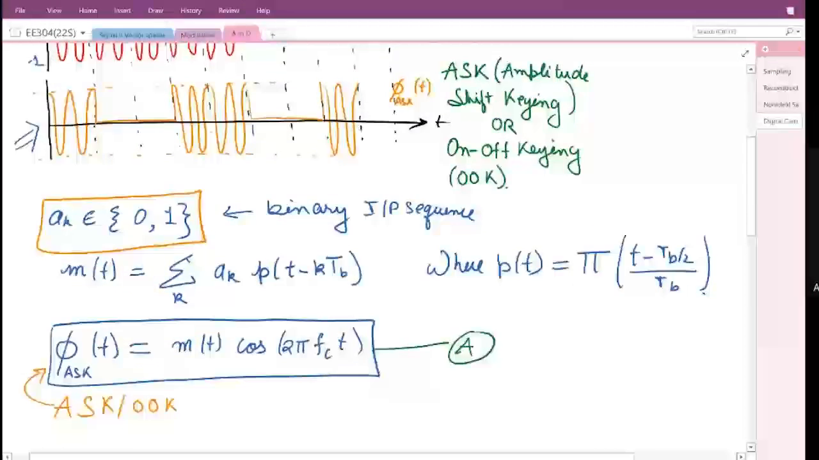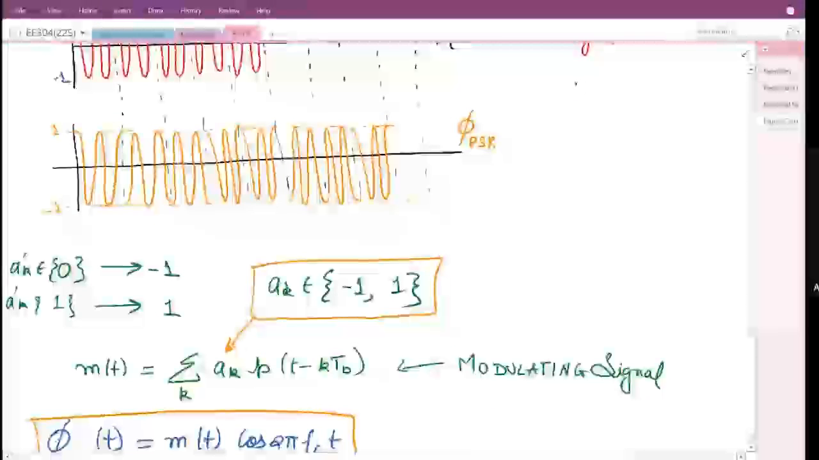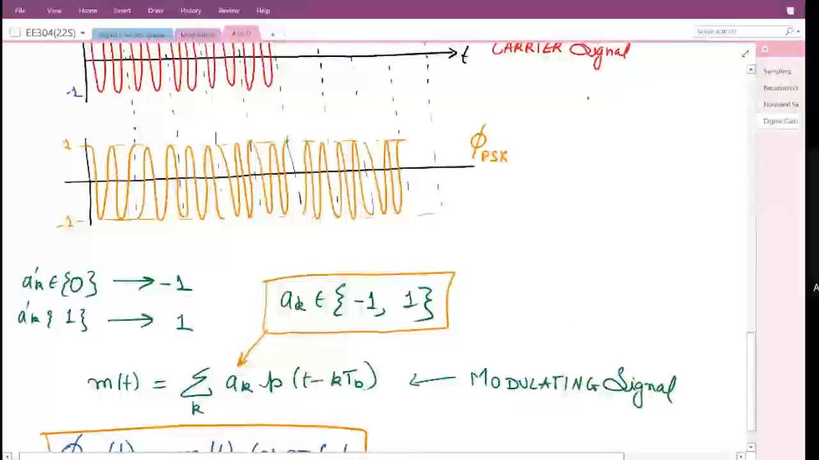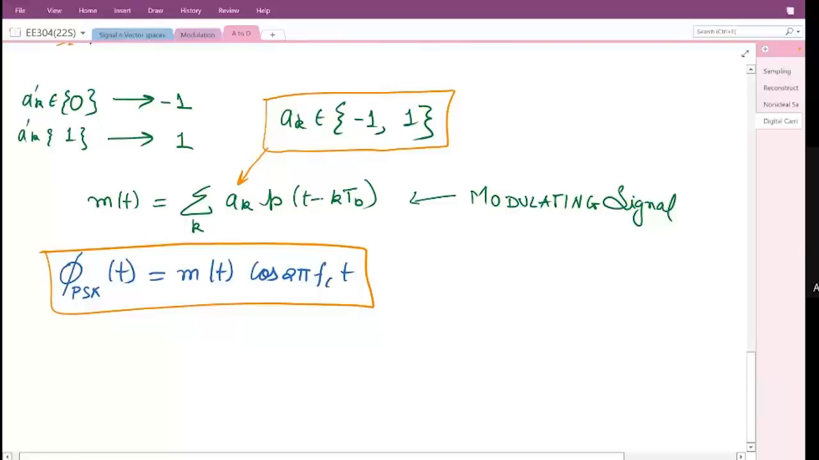Now there is one more thing which one should be asking. Will there be only two phases like this, or can there be any other modulation technique where we can have multiple phases? First of all, is this equation clear to everyone? Equation B. Is this equation clear to everyone?